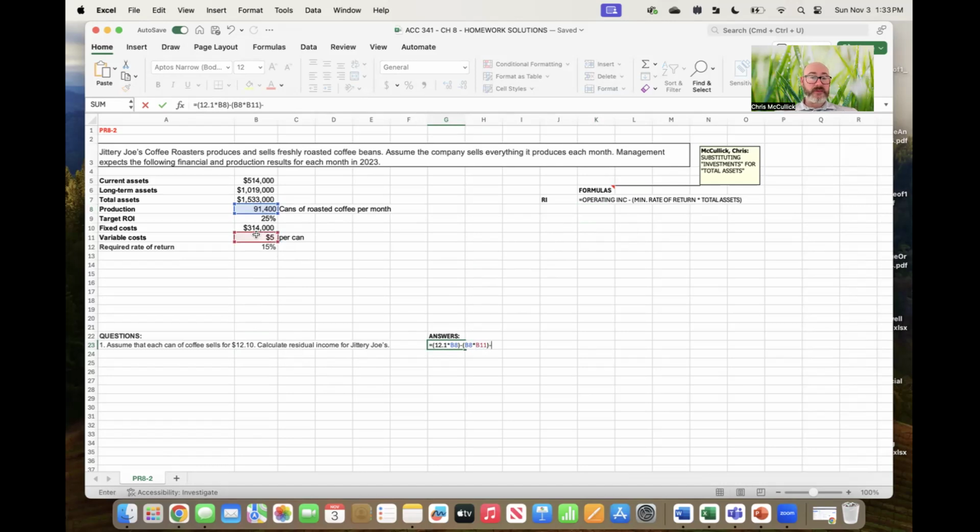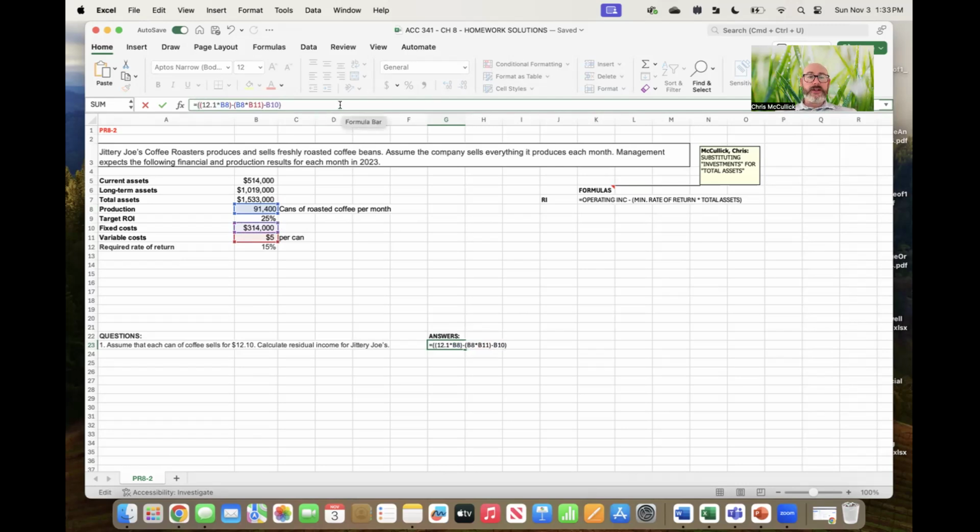And then we also need to subtract out the fixed costs, which do not vary in total. They're stagnant or held constant in total as the number of cans sold or produced vary, at least within a certain sort of relevant range. So within a certain sort of range that we're talking about here. So let's subtract out the fixed costs here. Okay, this is going to give us operating income, which was our first component that we have for residual income.